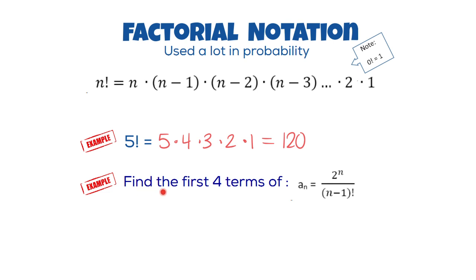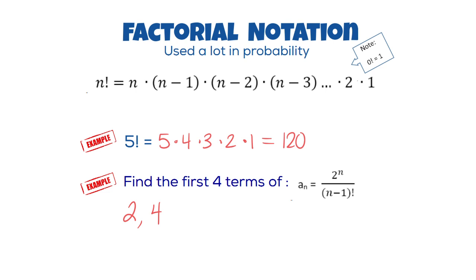Okay, so let's use this factorial idea to figure out the first 4 terms of this explicitly defined sequence. To find the first term, I'm going to put a 1 in for n here. That's going to be 2 to the first. And I'm going to put a 1 in down here. That's going to be 1 minus 1, which is 0 factorial, which we just said is always equal to 1. So I'm going to end up with 2 over 1. So my first term is 2. Now we're going to find the second term. That means putting in a 2 here, so that would be a 4. Put in a 2 here, that'd be 1 factorial. That's just 1. 4 over 1 is 4.